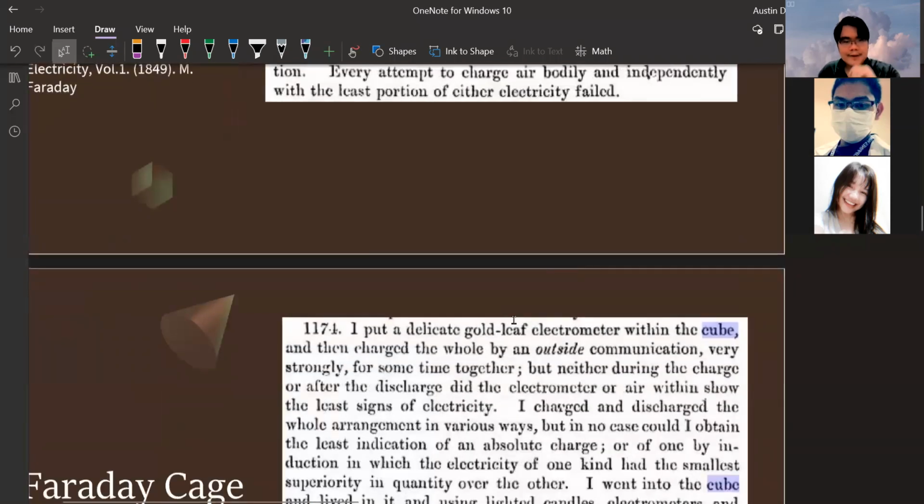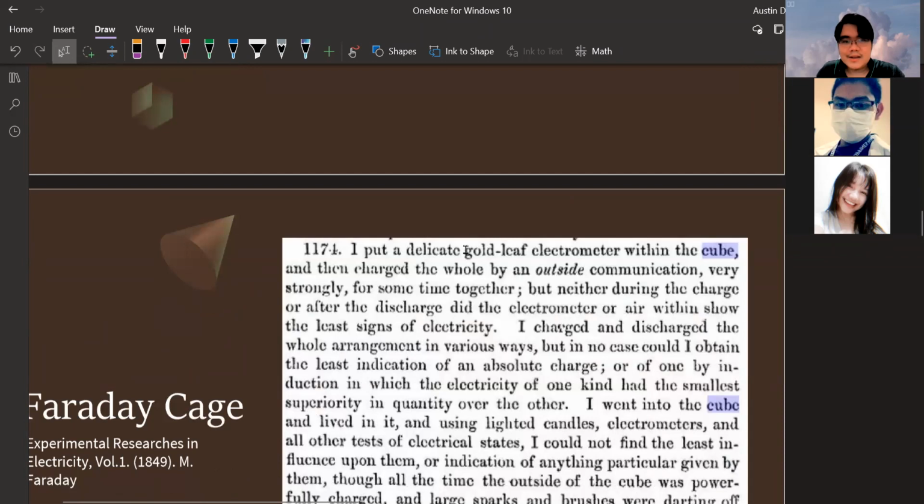Sige, ulitin natin. Yan. So naglagay siya ngayon ng, I put a delicate gold leaf electrometer within the cube. So ang gold natin kasi is a very good conductor. Mataas yung marami siyang free charges. And then charge the whole by an outside communication very strongly for some time together. But neither during the charge or after the discharge did the electrometer or air within show the least signs of electricity. So tinry niya, no? Baka mali lang yung pang-measure niya. So tinry niya yung gold leaf na electrometer and then nangyari, wala pa rin talaga.